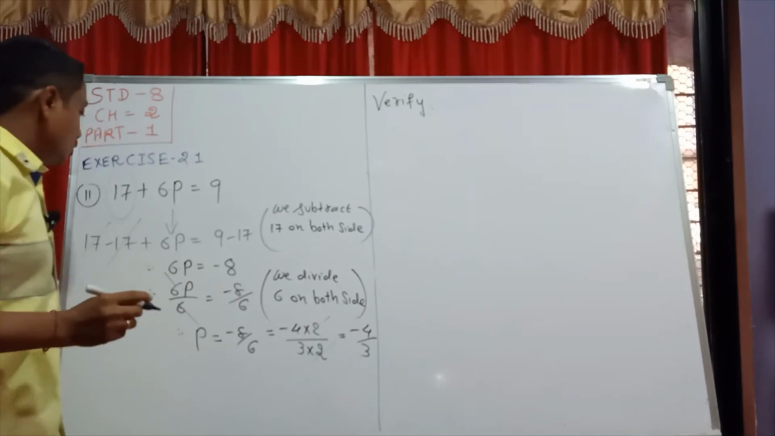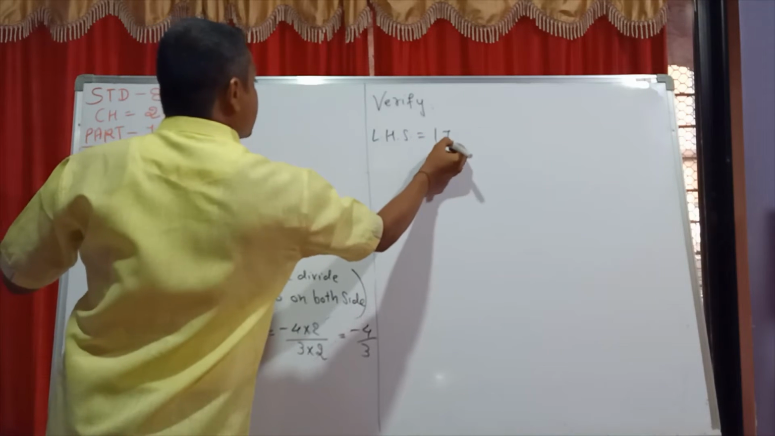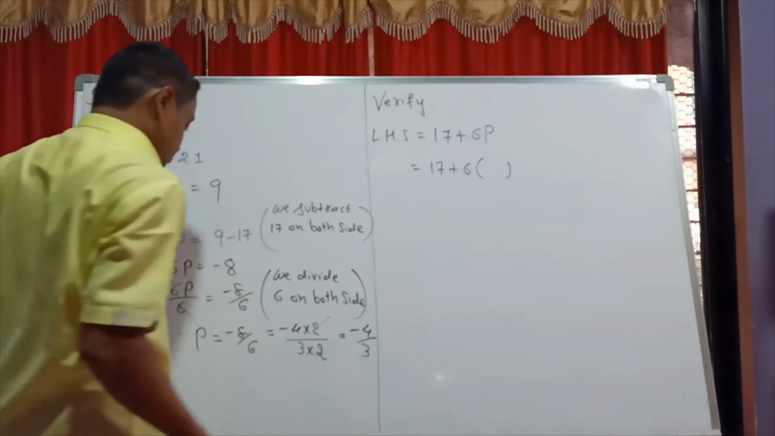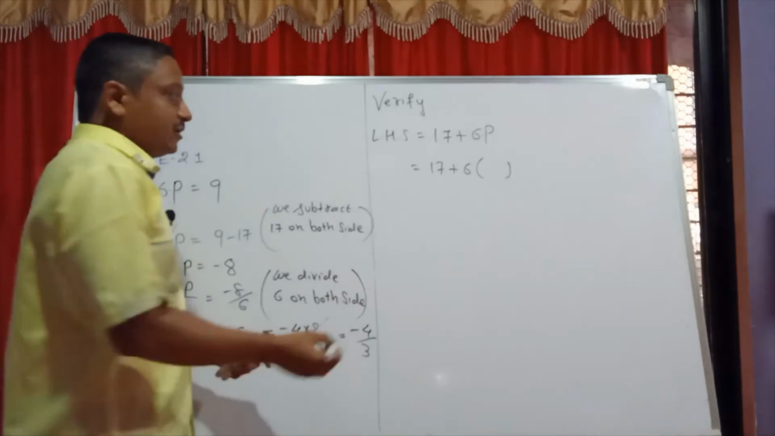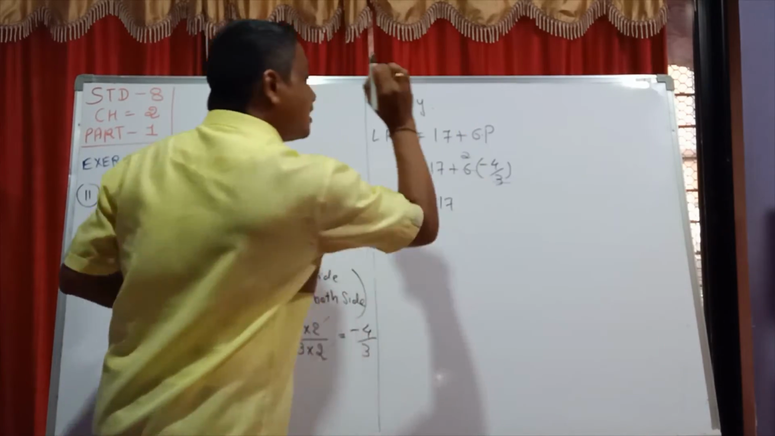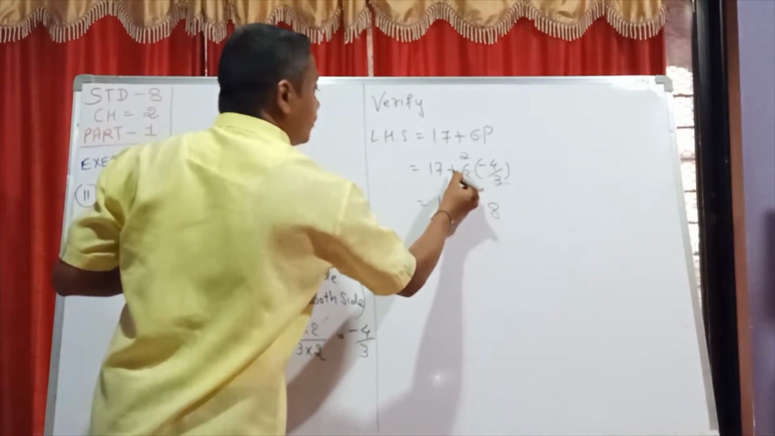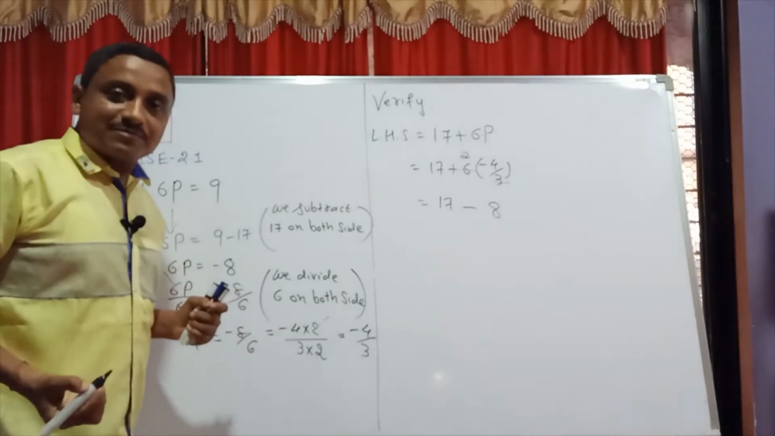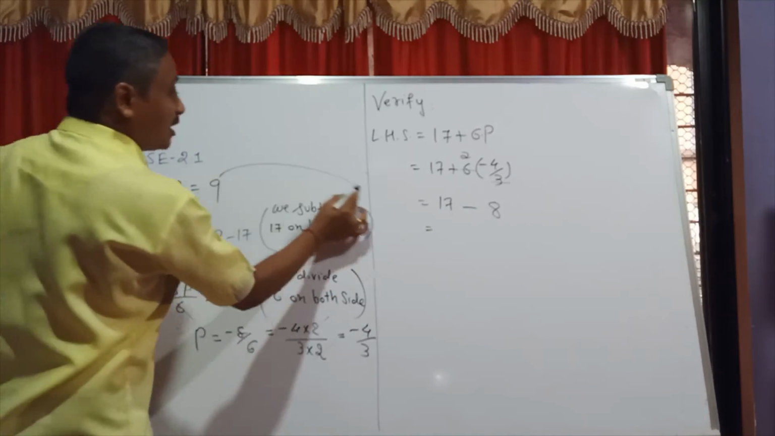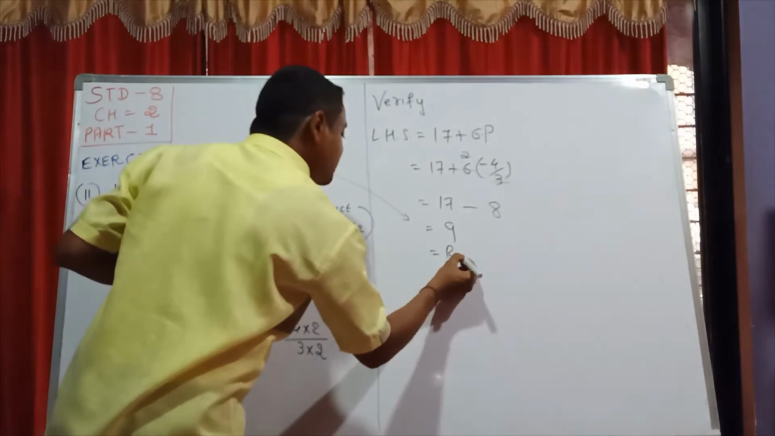Verification, going LHS wise. What is the LHS? Yes, 17 plus 6p. Students, apply your p value. p is minus 4 by 3. So put it here and carry forward. 3 twos, we have only 4 twos are 8. And look at that, plus times minus is minus. Now how much is 17 minus 8? Check, is it equal to 9 or not? Yes, it is 9. So that's your RHS done here.